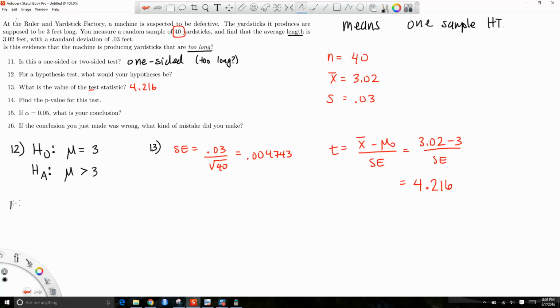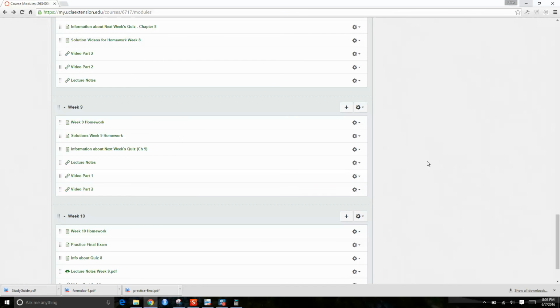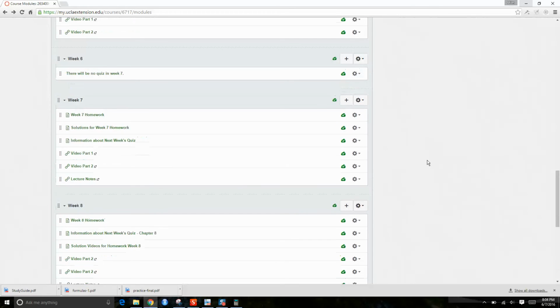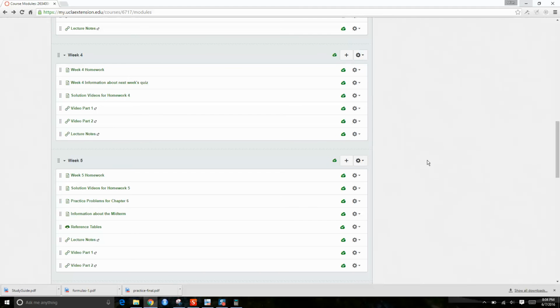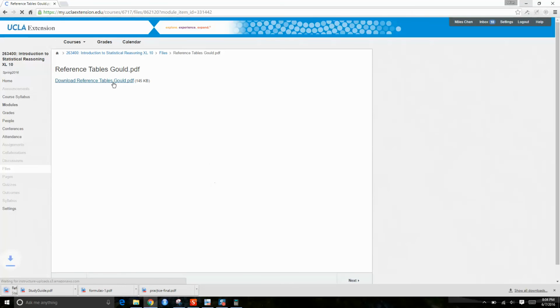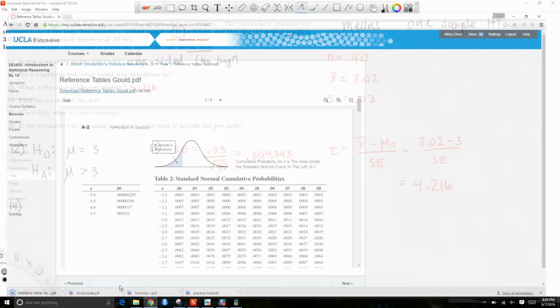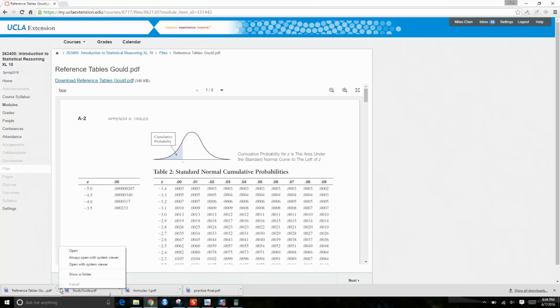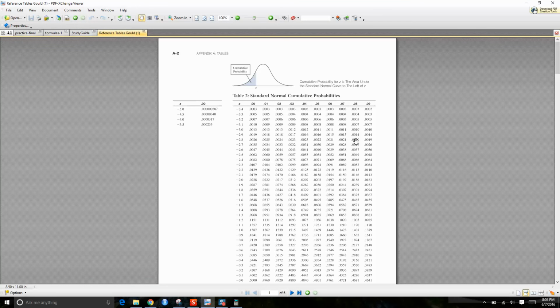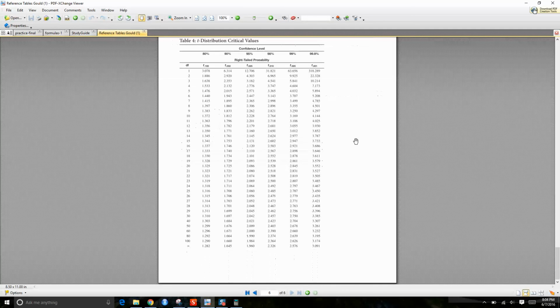Okay, so now we're going to look up 4.216 in the T table. Let me download our T table. Here we are, reference tables. We will use 30 degrees of freedom because we always round down.